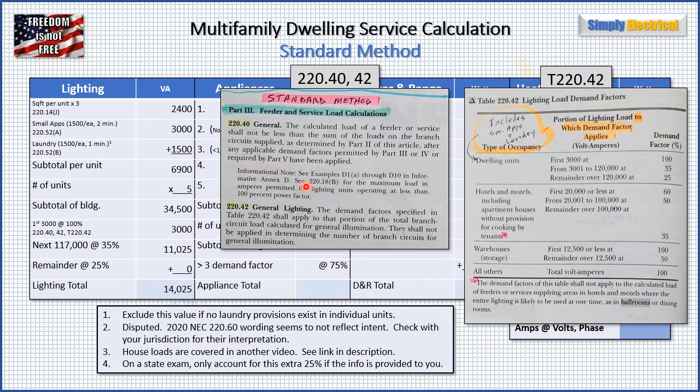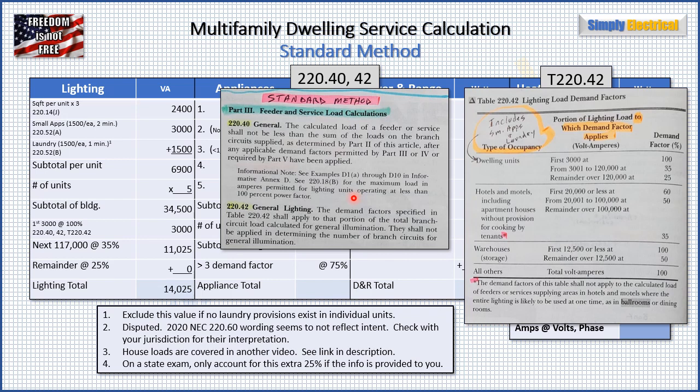Also, this says see 220.18(B) for the maximum load in amperes permitted for lighting units operating at less than 100% power factor. So 220.18(B) just says that if you're using nonlinear lighting like LEDs or fluorescents or HIDs, anything that has like a driver or a ballast, you got to make sure you include those drivers and ballasts in that load. So you got to take all of it. You can't just count up your lamps, your bulbs, for determining your loads. You got to include the ballasts.